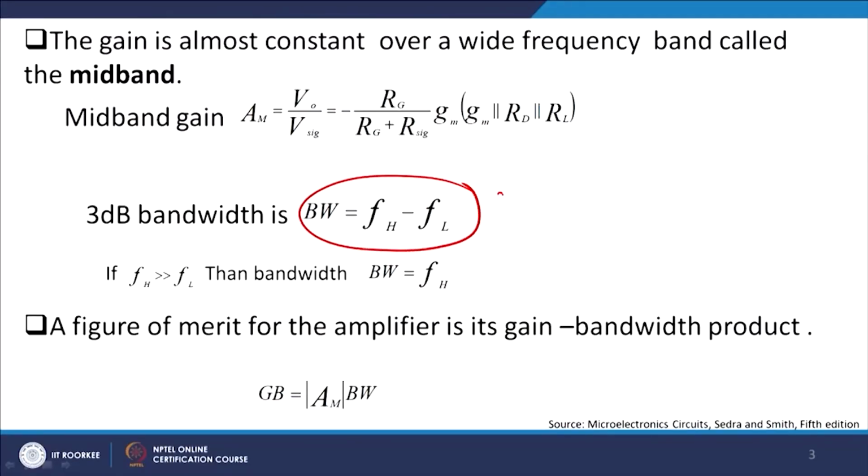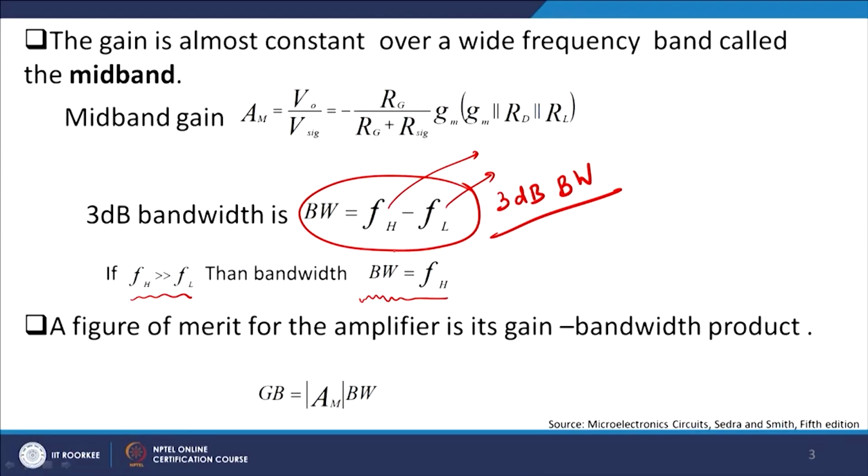Now, therefore, the distance between the two in the frequency domain is defined as my bandwidth, also referred to as the 3 dB bandwidth. So, bandwidth is defined as the difference between the higher cutoff and the lower cutoff. If FH is obviously much larger than FL, so FH is 10 to the power 7, 10 to the power 8 and FL may be hardly on the order of 10. So, if we subtract the two, it is approximately equal to FH. So, whatever will be the value of FH, that will be the bandwidth of the input signal, right.